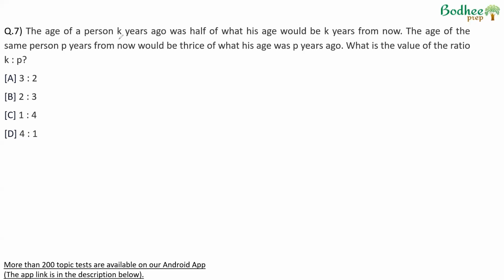The age of a person k years ago was half that of what his age would be k years from now. So suppose today, t minus k years, t plus k years. If the age today is x, k years ago it would be x minus k, was half of what his age would be k years from now. K years from now, the age will be x plus k, right? And this age was half of what it would be k years from now.